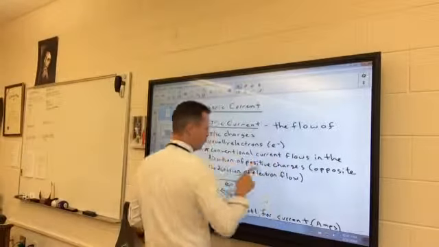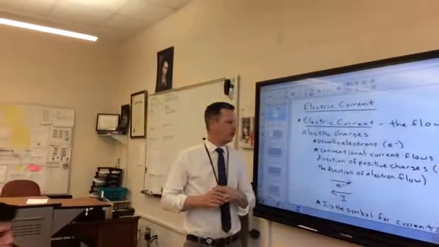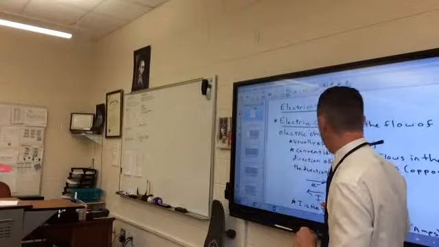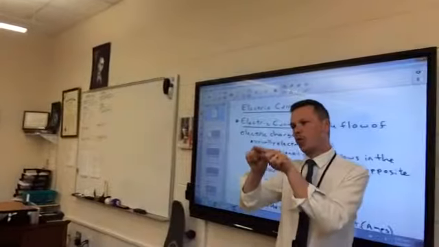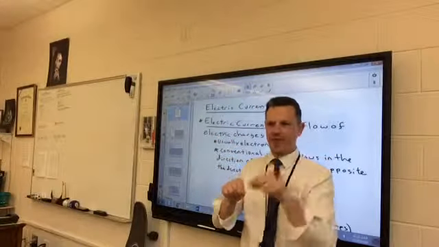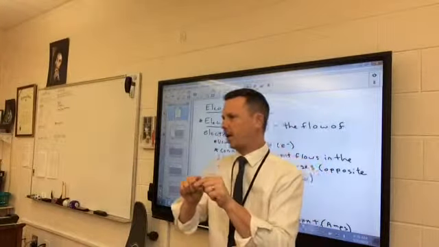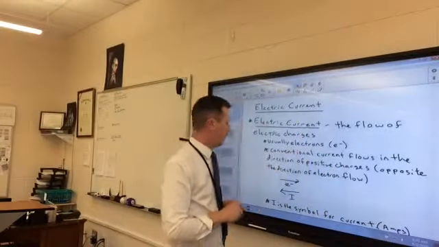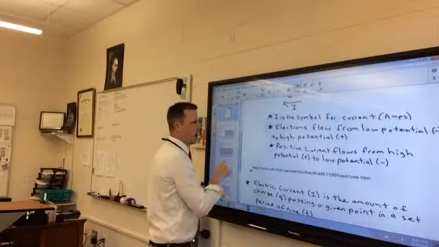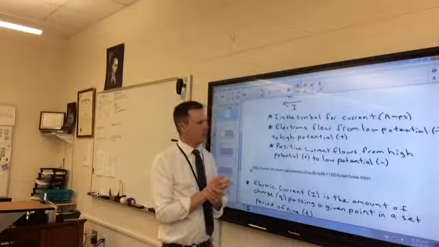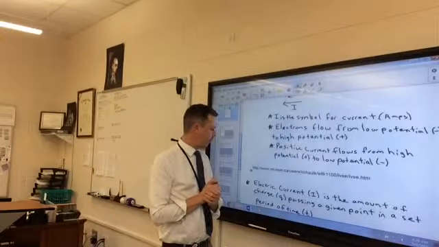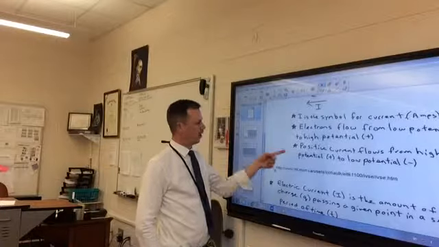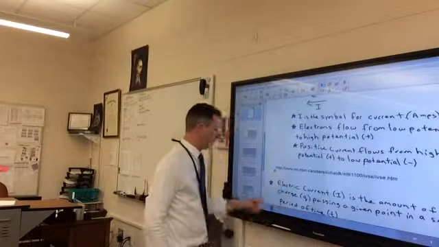But the conventional current flows in the direction of positive charges. So we've got current flowing one direction, but we always talk about the direction a positive charge would flow, when in fact it's the opposite. So when we talk about conventional current, we're talking about the flow from the positive terminal of the battery to the negative terminal of the battery. We use the symbol I for current. And we talked about where they flow from and to: current flows from high potential to low potential.